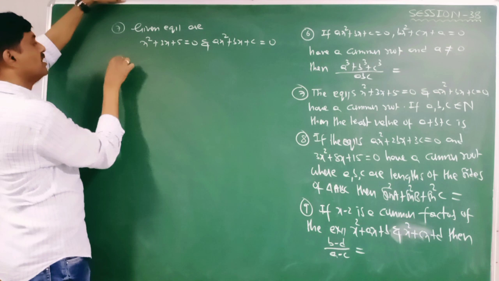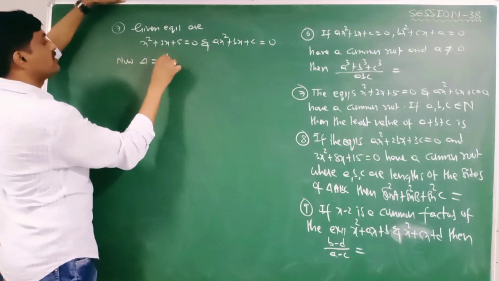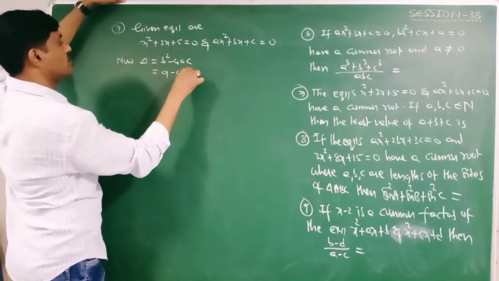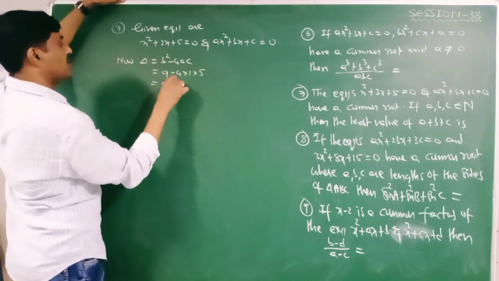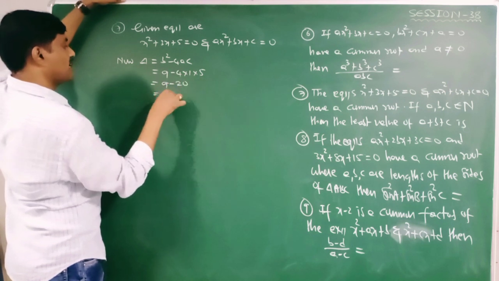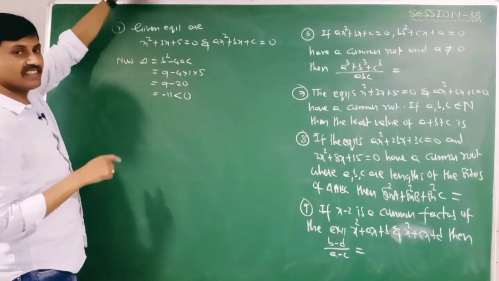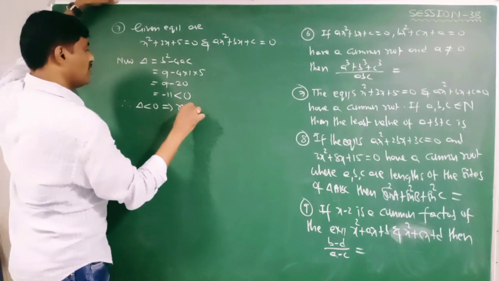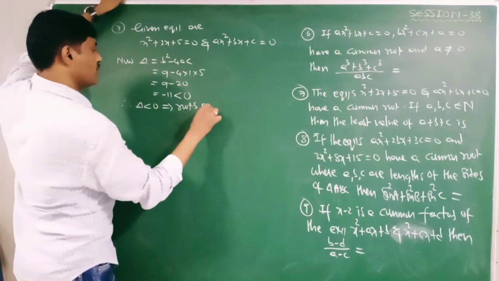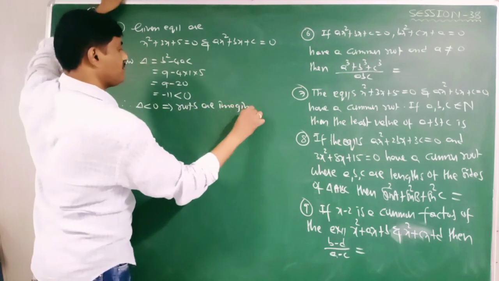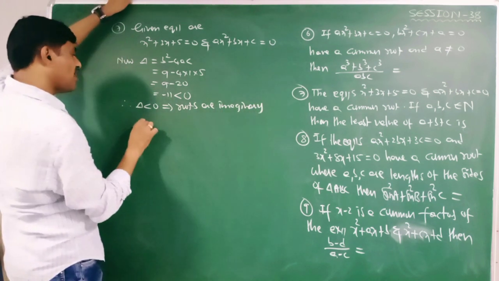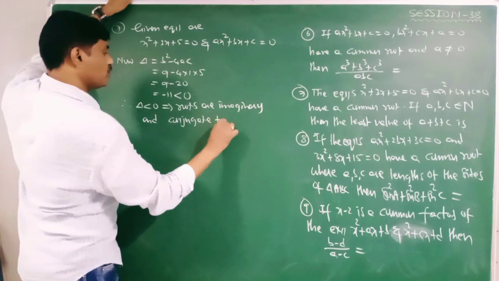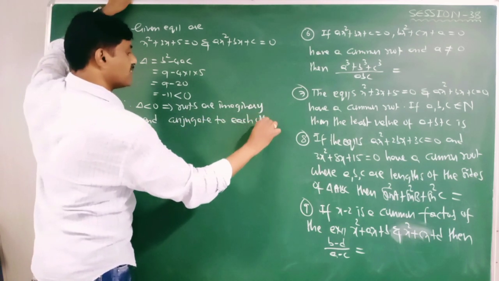What is nature? Yes, we have to find delta. Delta is b square minus 4ac. What is b? 3 square, 9, minus 4 into 1 into 5. Clearly this is 9 minus 20, which is minus 11, less than 0. In this case, whenever delta is less than 0, roots are imaginary. As you know, roots are imaginary and conjugate to each other.